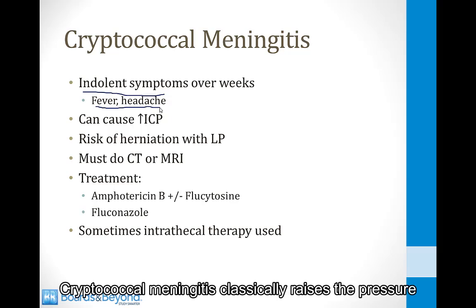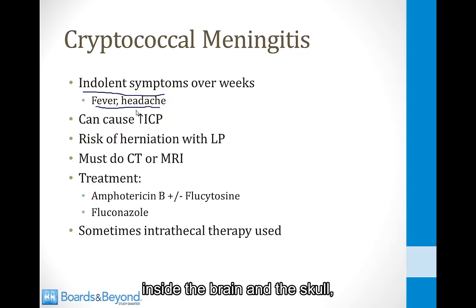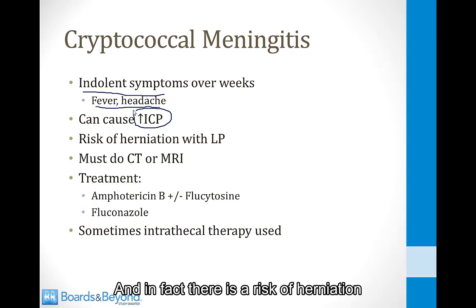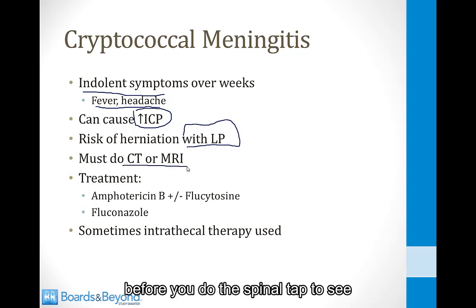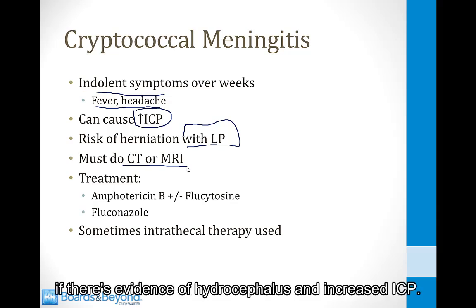Cryptococcal meningitis classically raises the pressure inside the brain and the skull. The ICP can get very high, and in fact there is a risk of herniation when you do a lumbar puncture or a spinal tap, so you must do some type of imaging before you do the spinal tap to see if there's evidence of hydrocephalus and increased ICP.